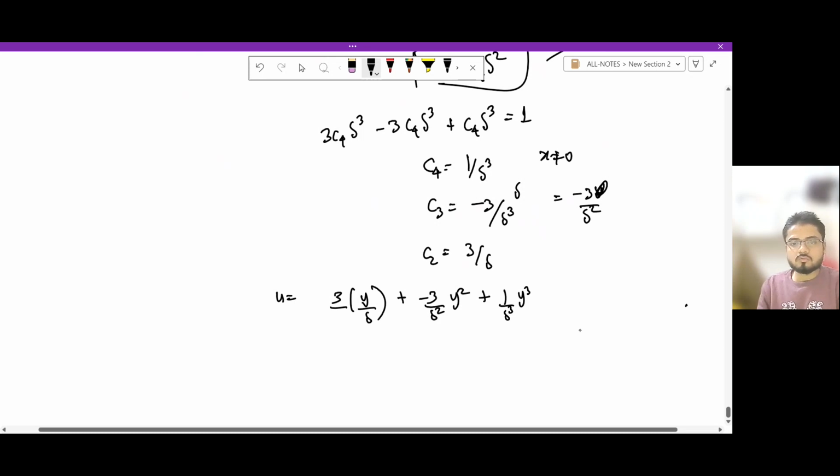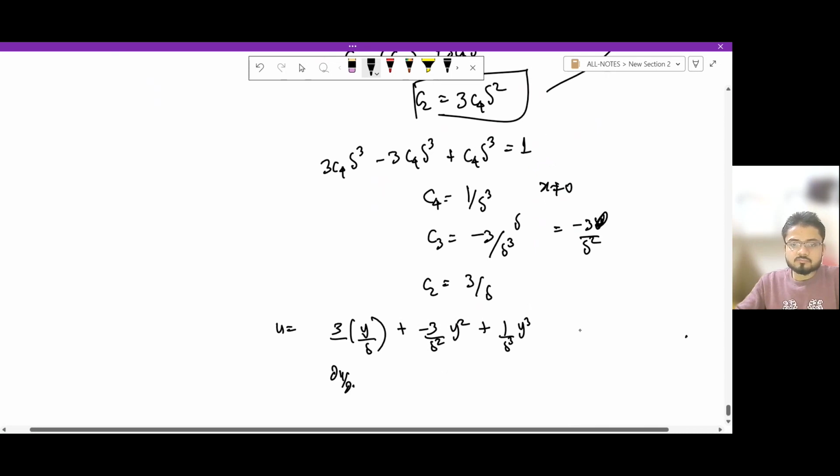So, well, u at y equals 0 is 0. And del u over del y at delta is also 0. Is it 0 right here? No, it's not, I think. Del u over del y at delta would be equal to 3 by delta minus 6 over delta square times delta plus 3 delta square over delta cube. 3 by delta minus 3 plus delta.